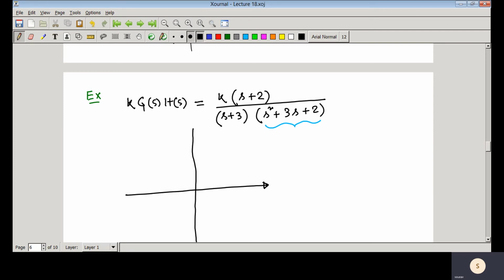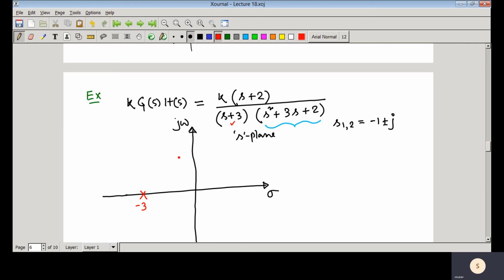So here you have that real axis and imaginary axis. So this is that S plane. Now we have a pole at -3, and two zeros are there, two poles are there. So if you calculate those poles, that would be S1 and 2, so it becomes -1 plus minus j.